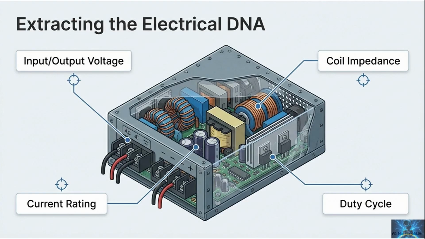Extracting the electrical DNA. To cross-reference a part, you need its electrical DNA, the few specs that truly define what it is. Start with input and output voltage, current rating, coil impedance when applicable, and duty cycle limits. If you capture these correctly, you can search for a modern part that behaves the same way in the circuit.